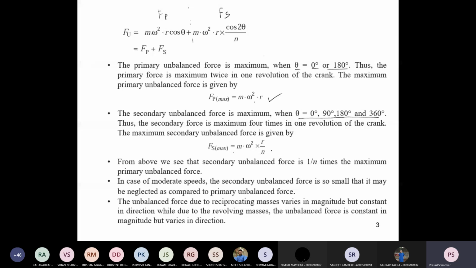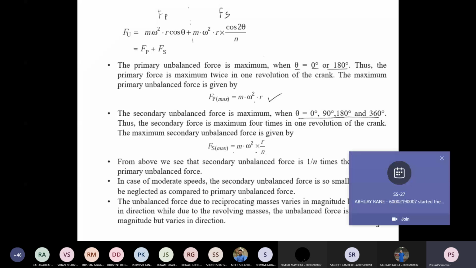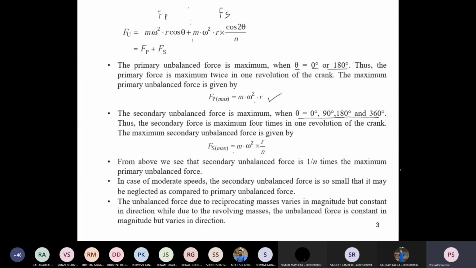Okay, so for moderate speed, the secondary unbalanced force is ignored. And if you see the direction of the unbalanced force for reciprocating unbalance, the direction is the same. The magnitude is changing but the direction remains the same. In case of rotating unbalance, the direction is changing but the magnitude remains constant.